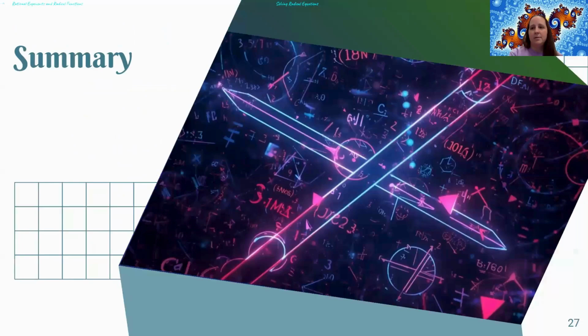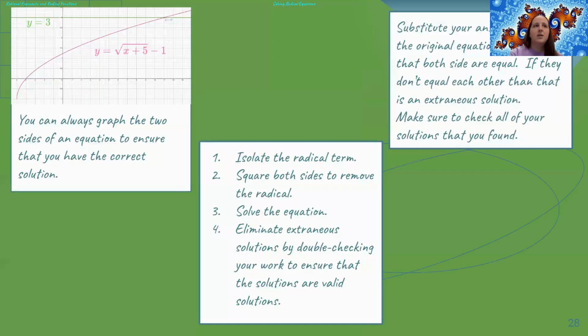And then summary. So you can always graph the two sides of an equation to ensure that you have the correct solution and that you don't have an extraneous solution.